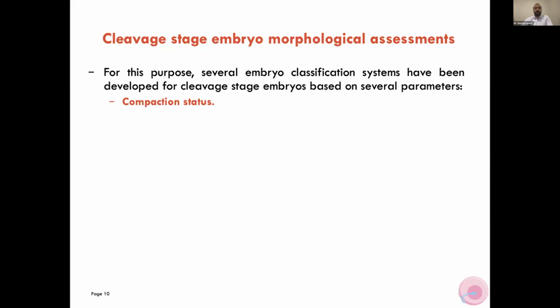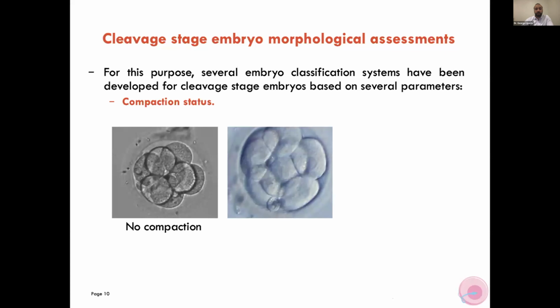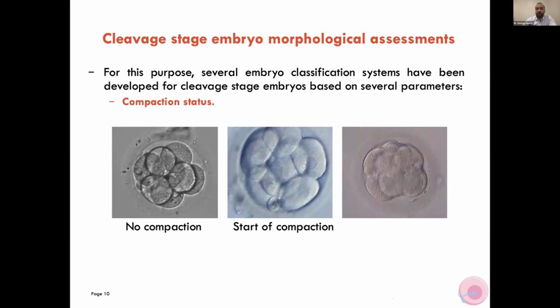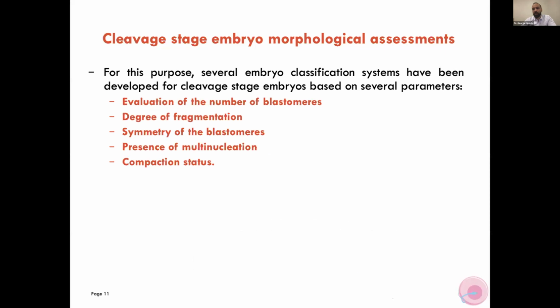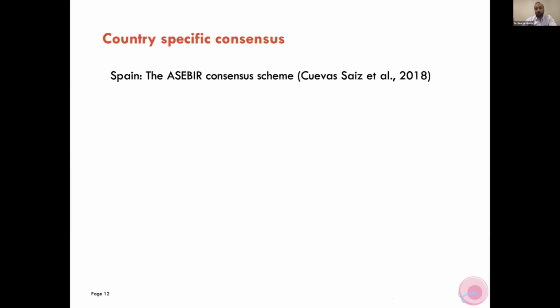Also, the compaction status is another parameter. Here we see a day 3 embryo that is not compacted. Here we see an embryo that has started its compaction process. And here we can see an embryo that has a little bit of moderate compaction. So all of these parameters are important and have been shown to be correlated with pregnancies and live birth outcomes.